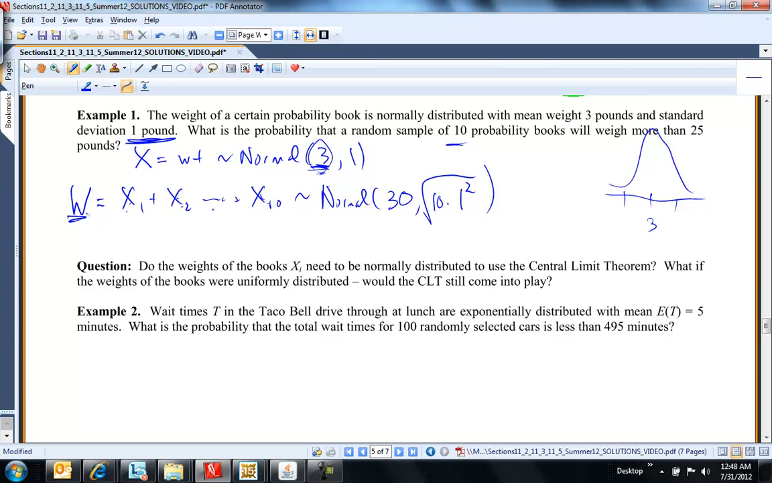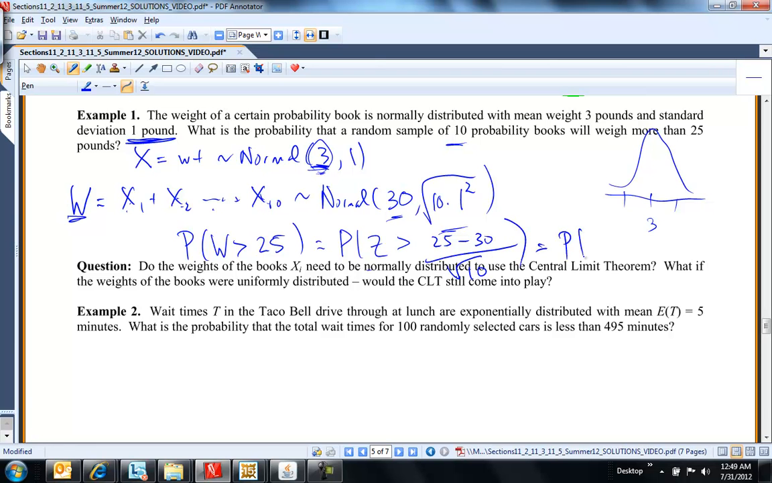So the total weight is normally distributed with a mean of 30, and this is the standard deviation. So now I want to figure out what's the probability that the 10 books together weigh more than 25 pounds. And so I'm just going to standardize again. So this is a z-score, 25 minus 30 divided by square root of 10.